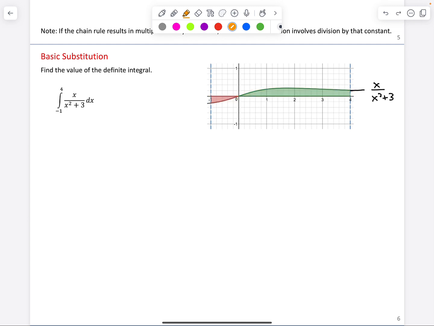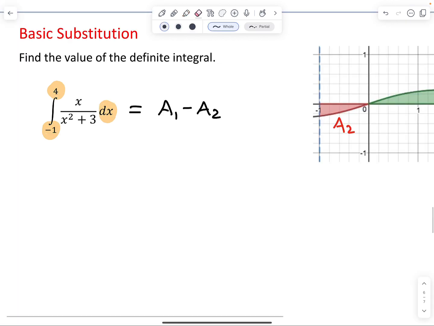You can tell from the visual that the positive area occupies greater space than the negative area, and so when I combine these relative areas, I'm still going to have a positive result. We'll say A1 represents the magnitude of this area, and A2 represents the magnitude of this area. So the meaning of this definite integral will be area 1 minus area 2. Now keep in mind that these limits of integration always match the differential. So they are both x coordinates.